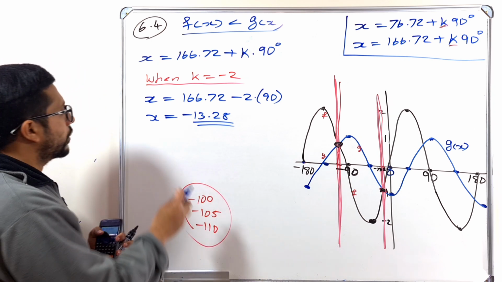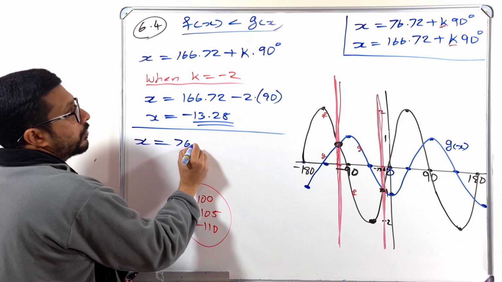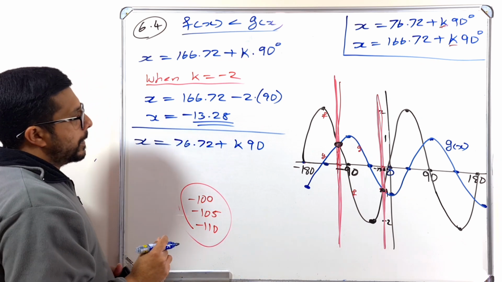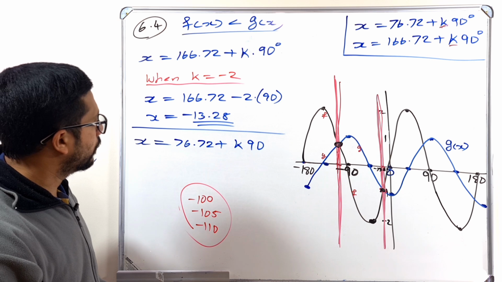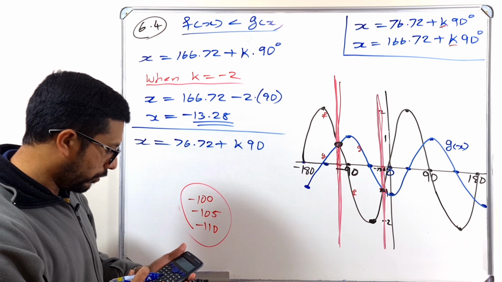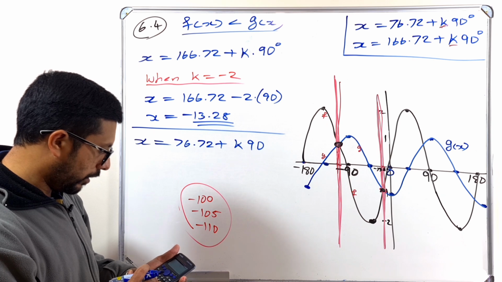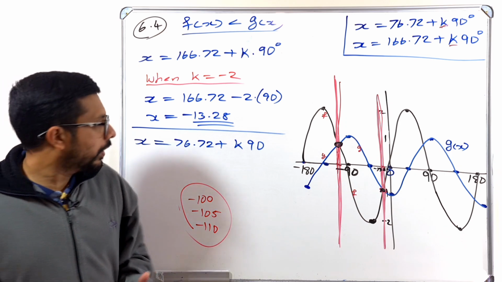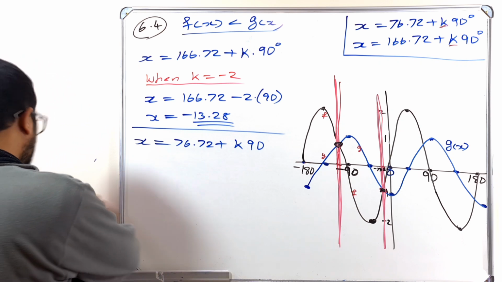So what is the first equation? X is equal to 76.72 plus k times 90. So if I substitute k as minus 2 here, it is 76.72 minus 2 times 90. Yeah, there you go. Here in this equation, let me substitute the value of k as minus 2.